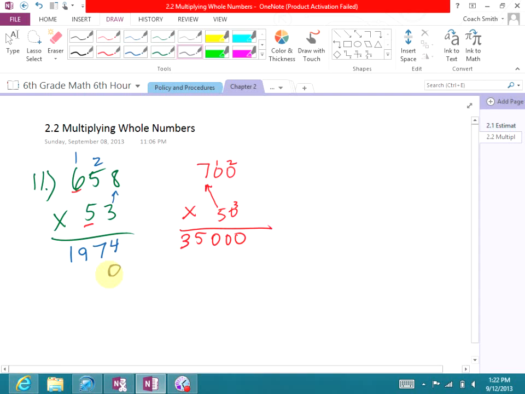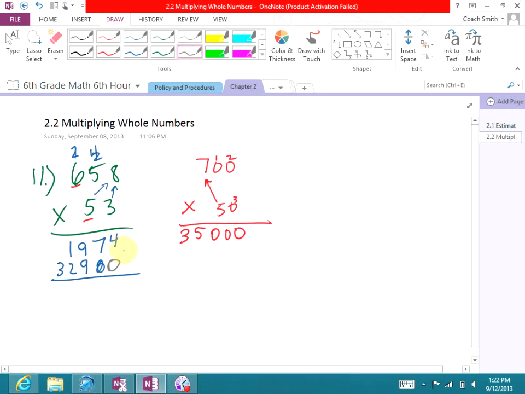Now I'm going to say 5 times 8, which is 40. So 0 goes there, put a 4 up top. 5 times 5 is 25, plus 4 is 29. Carry my 2. 5 times 6 is 30, plus 2, 32. At this point, I've got 4, 7, 18, carry my 1. 1 plus 1 is 2, plus 2 more would be 4. 34,874.